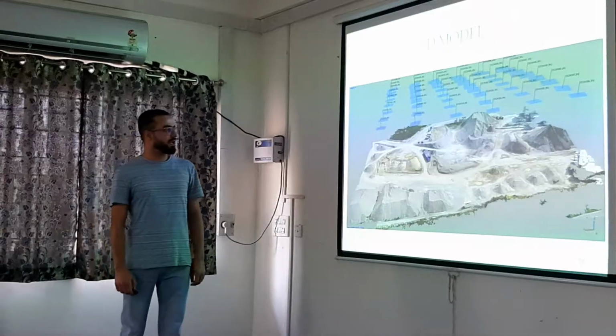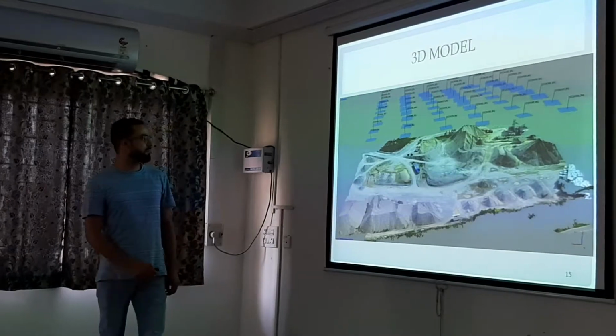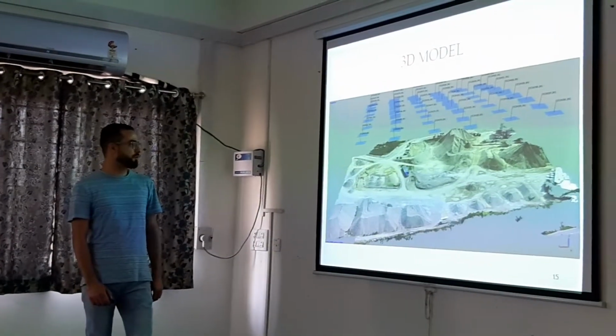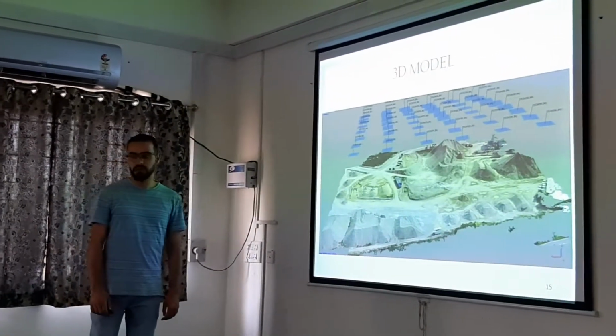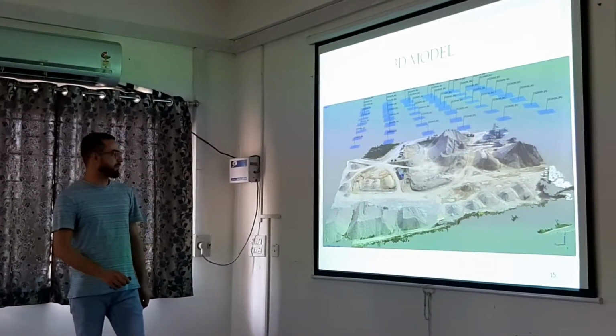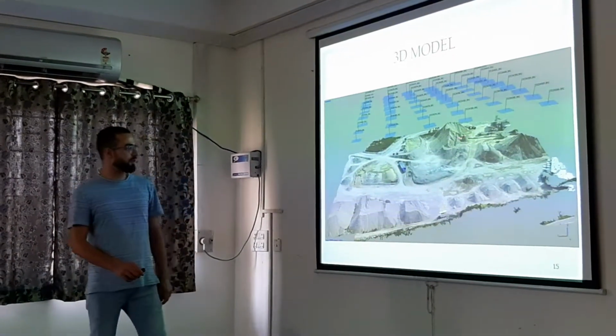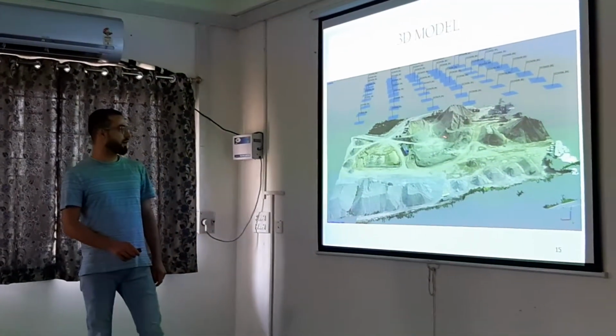After that, we have the photos already calibrated, and we already have tie points and ground control points. What we do is what we call bundle adjustment. We mix it all together, and we will have a 3D model of what we have. This is the 3D model, and the coordinates are absolute coordinates. We have the height also.